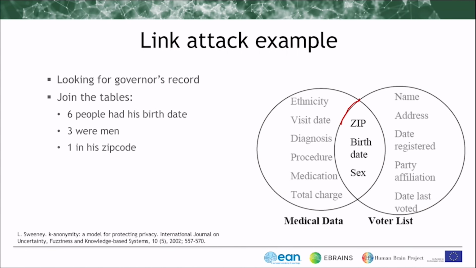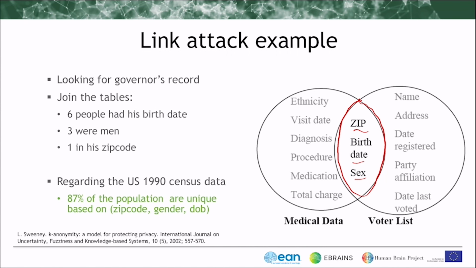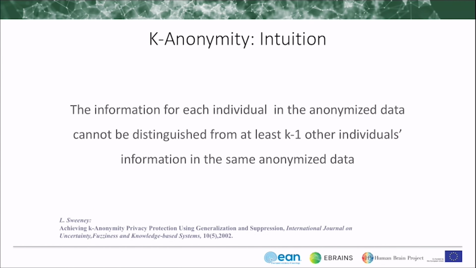So this example shows that it's possible to link different data sources by exploiting these 3 attributes. And by linking different data sources, you can re-identify the user. Actually, the researcher also showed that almost 90% of the US population can be uniquely re-identified based on these 3 attributes. So how can we avoid this linking attack, this re-identification attack?